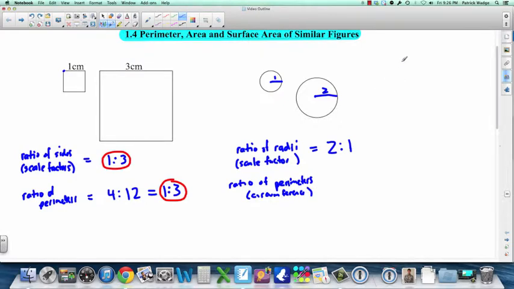Circumference. Do you remember what the formula is for circumference? The formula for circumference is 2 times pi times r, or it's also equal to pi times diameter. Why is that? Because 2 r's, 2 times r, well, 2 radiuses make a diameter. So that's why that works.